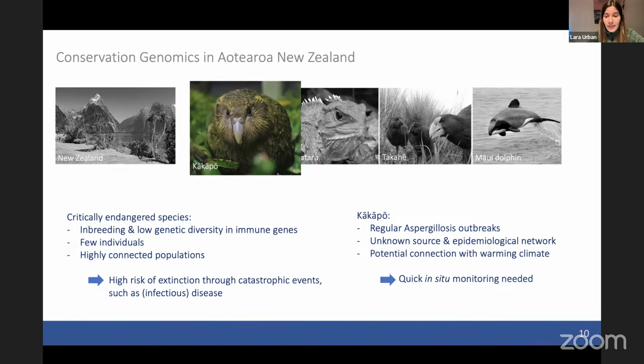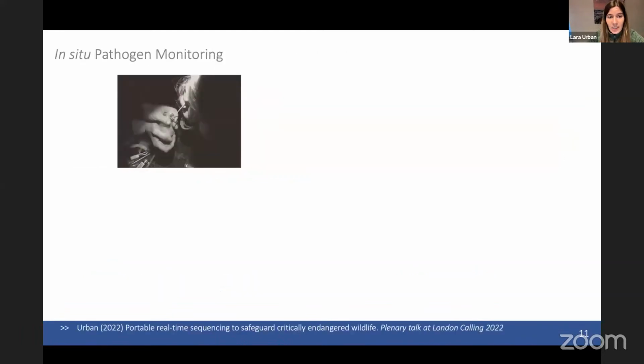However, the conservationists suggested that there was a connection with warming climate, which means that the disease is probably there to stay. So we really needed to have a quick in situ monitoring approach to profile the Aspergillus that we could find in the chick oral cavities that could potentially lead to an infection, and to specifically detect the highly pathogenic Aspergillus strains that we expected to create these infections.